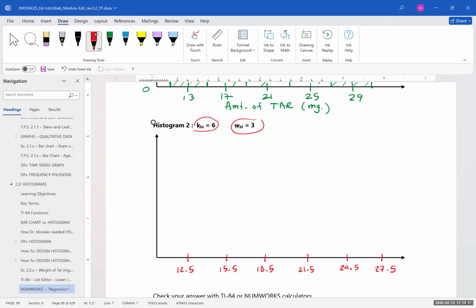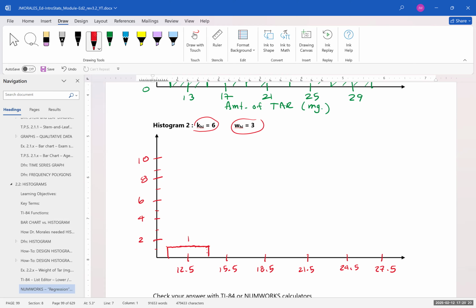And let's see, the highest frequency in histogram 2 was 9. But just for the sake of simplicity, I'm just going to go up to 10. So we're going to have 2, 4, 6, 8, 10. Again, we're sketching, so it's going to be rough. All right, so class 1 had a frequency of only 1. So here's 1. It's going to look something like that.